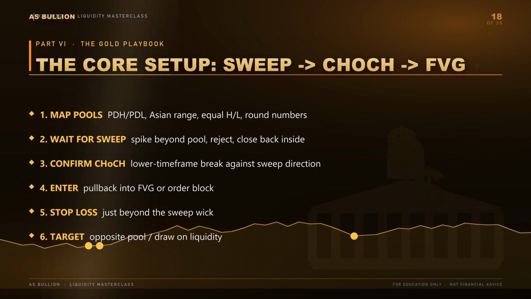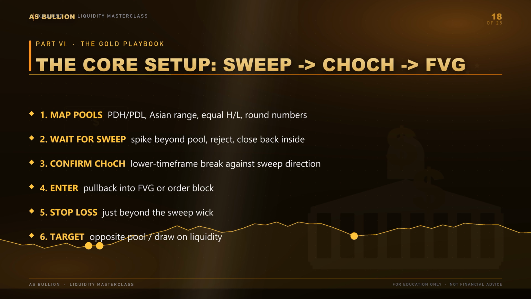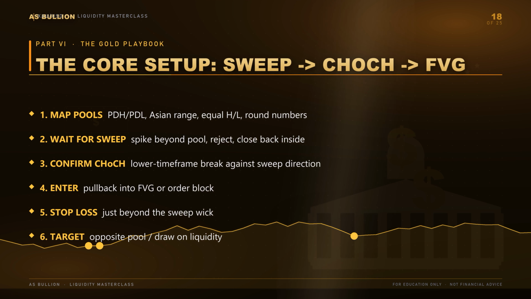Step 5. Place your stop just beyond the sweep wick where you were proven wrong. Step 6. Target the opposite pool or the draw on liquidity, scale out, and trail behind structure.